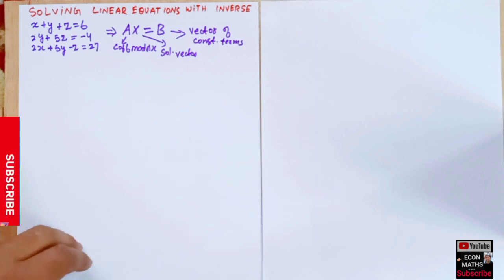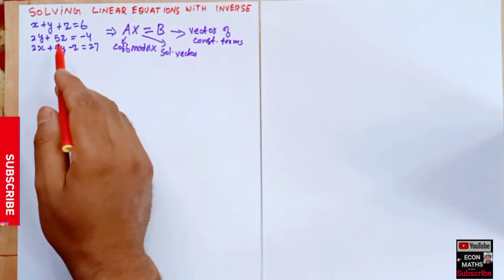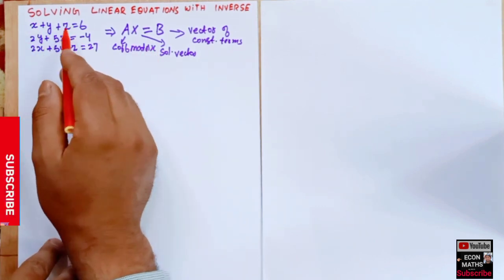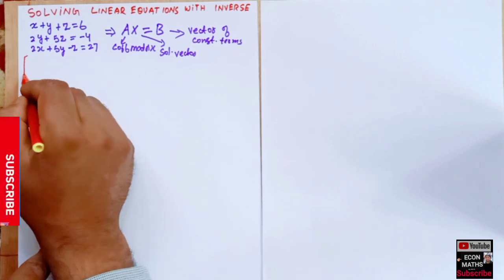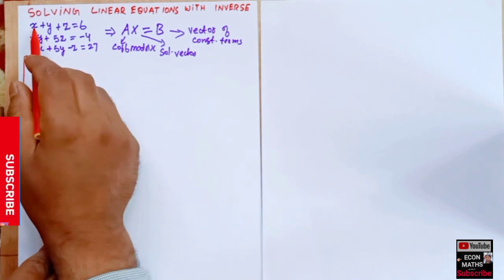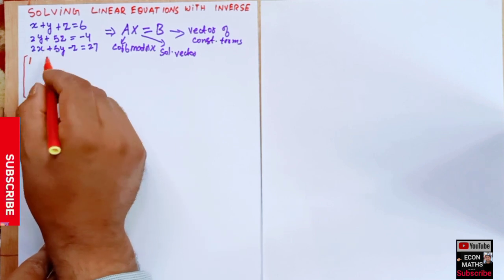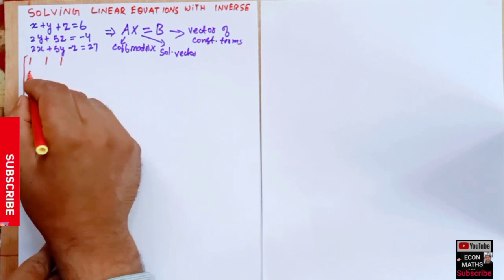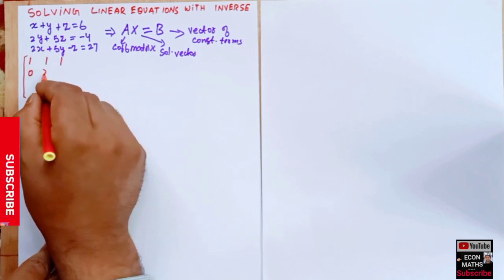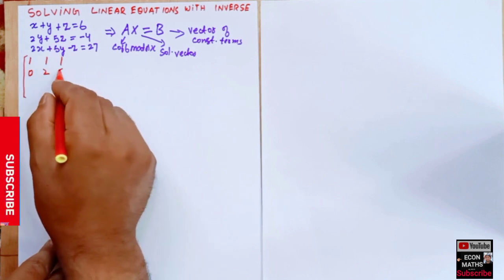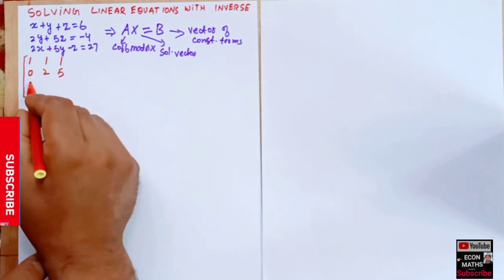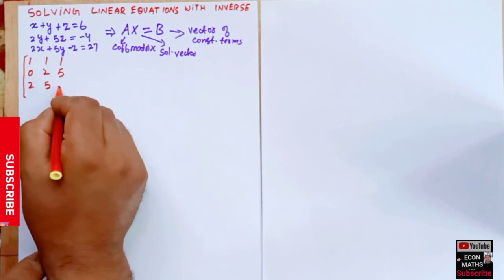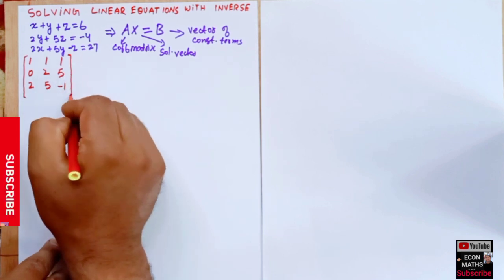Now we will convert this system of equations into matrix form. The first is the coefficient matrix. We take the coefficients of x, y, and z in these equations. The coefficient of x is 1, coefficient of y is 1, and of z is 1. Here the coefficient of x is not involved, so it will be 0. The coefficient of y is 2, and the coefficient of z is 5. Here the coefficient of x is 2, the coefficient of y is 5, and the coefficient of z is -1. So this is our A.